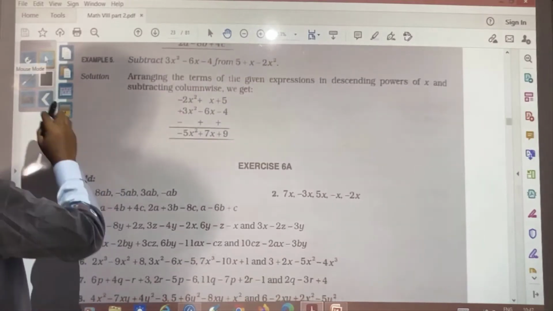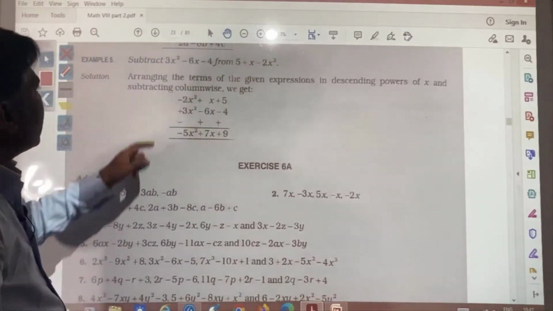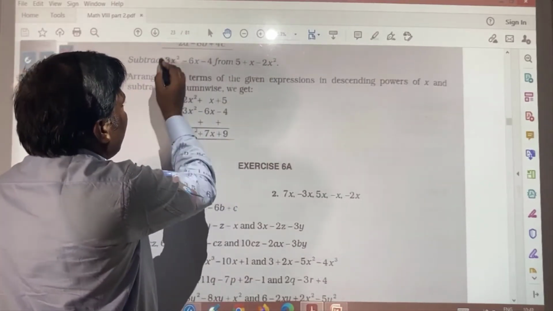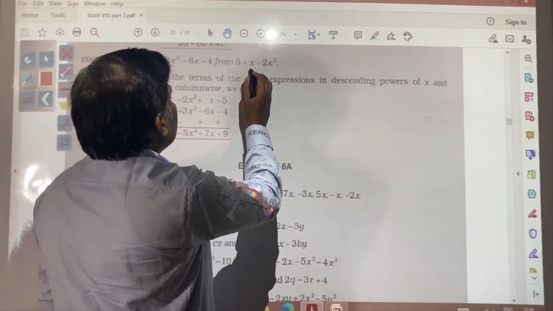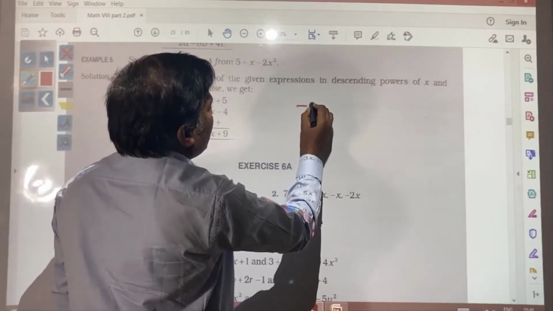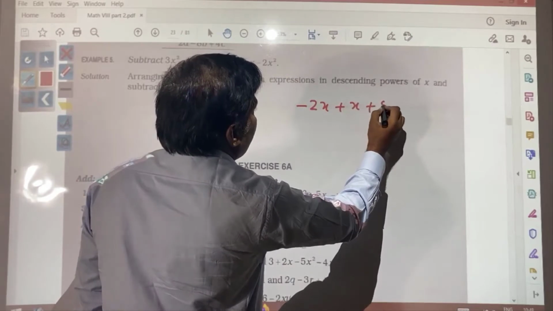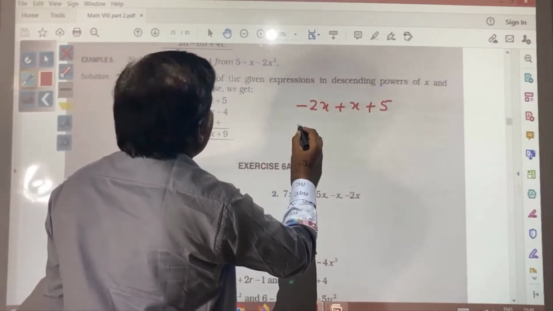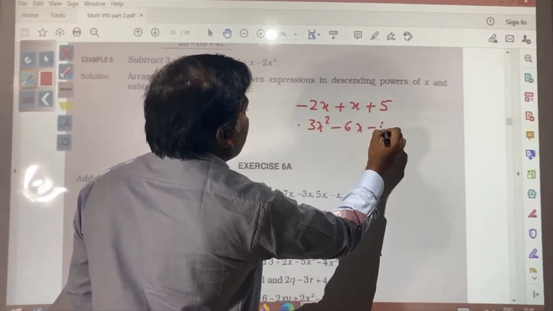Here you see, next example. 3x square minus 6x minus 4 is required to be subtracted from 5 plus x minus 2x square. So arrange this properly: minus 2x square plus x plus 5. And then you write down what we need to subtract: 3x square minus 6x and minus 4.